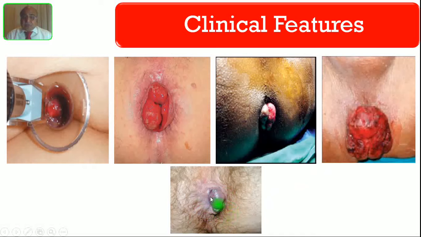Here in this picture, you are seeing a thrombosed external pile mass. This is not associated with internal piles, so the external pile becomes thrombosed. This is a very, very painful condition.